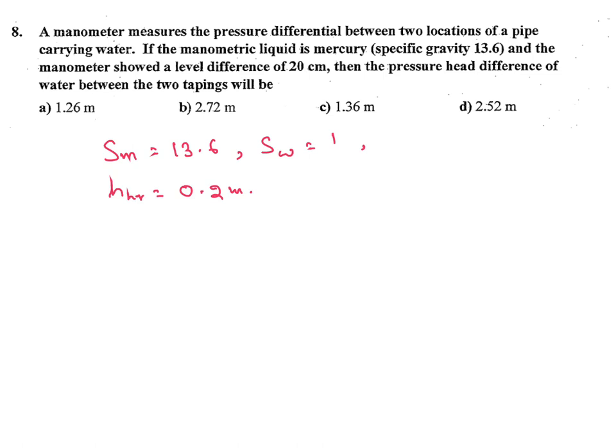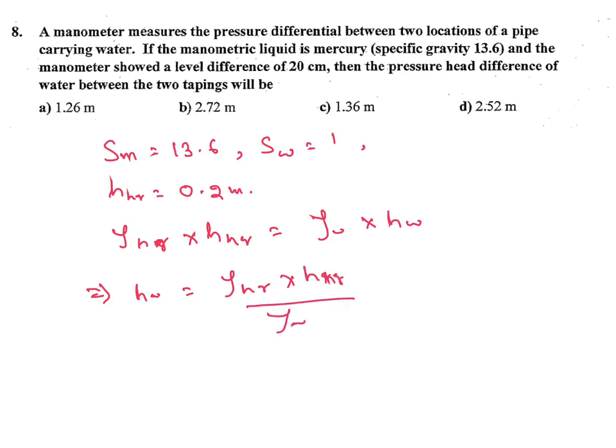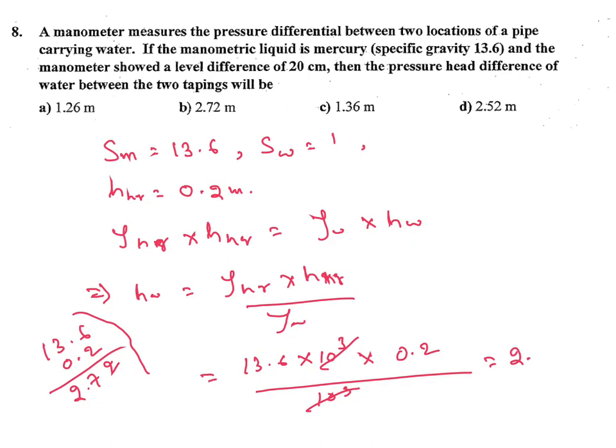Rho Hg into height Hg equals rho W into height in terms of water, Hw. We have to calculate the height in terms of water. So Hw is rho Hg into H Hg by rho W. So it's 13.6 into 10 to the power 3 into 0.2 divided by 10 to the power 3. 10 to the power 3 cancels. 13.6 into 0.2 is 2.72 meter. From the options, B is our answer.